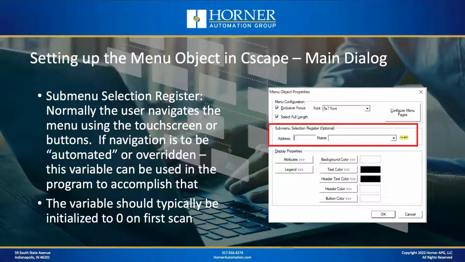Now the next thing we want to take a look at is the option to have a submenu selection register or a submenu selection variable. What would that be used for? Now first of all, it's optional. You don't need to use that. Effectively, it's going to be a variable which is going to contain a numerical value which can be an indicator of where the user is in the menu navigation. Now if you write to that register, you can even automatically cause navigation to a specific location in the menu.